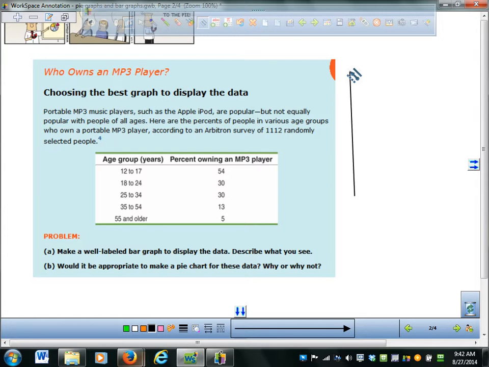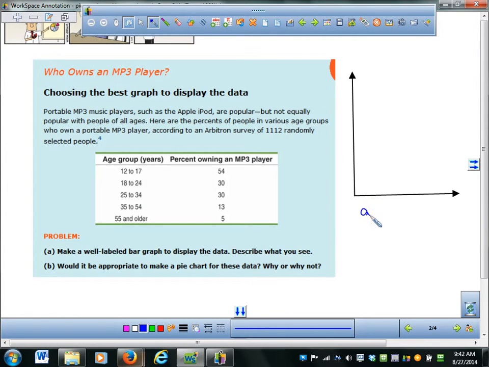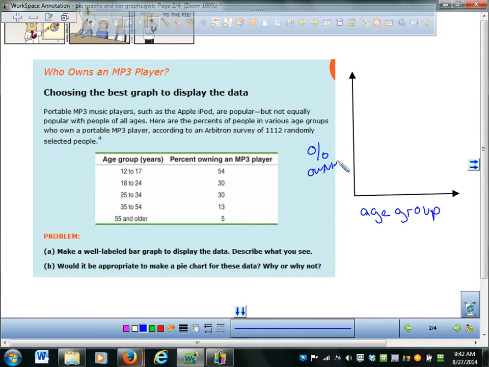Like this. Remember to label your axes. What would go down here? Age group, right? So you put age group down here. And what would go on this axis over here? Percent owning. And then how high would that percent need to go up to? 50, 55 maybe, so maybe go by 10s: 20, 30, 40, 50.